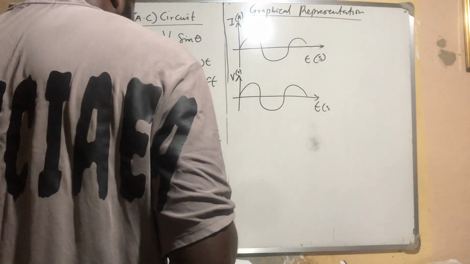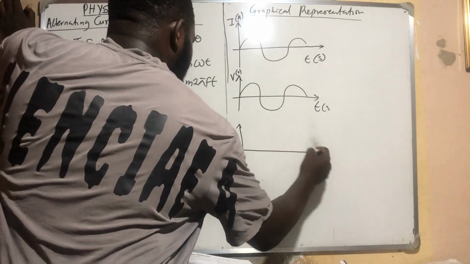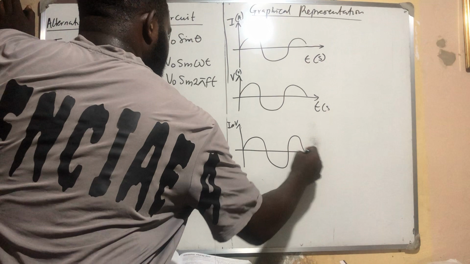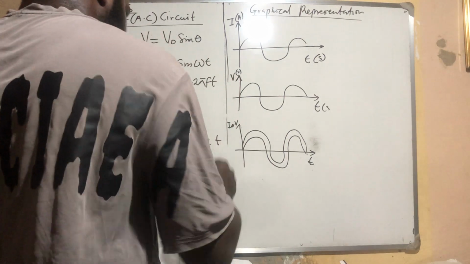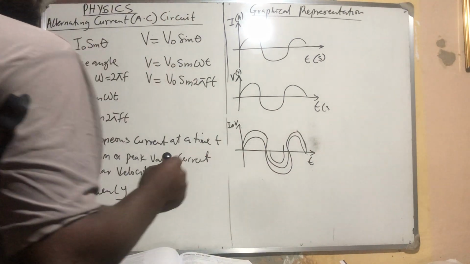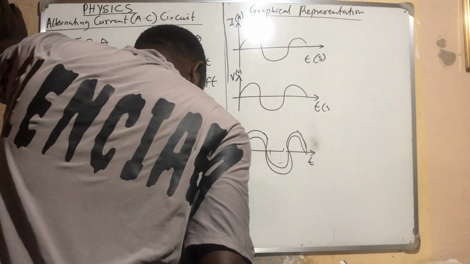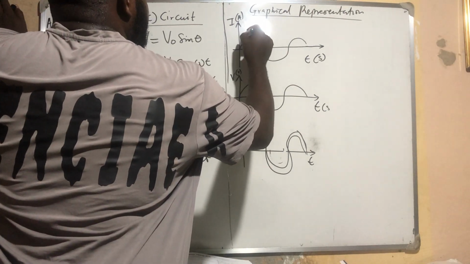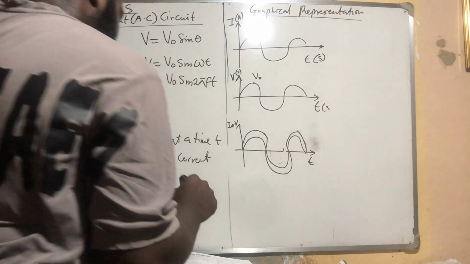The next one is if you combine the two of them, I or V against t. It's going to move like this, and the other one still moves the same way, and they meet somewhere like this. You can draw this. Don't forget that this maximum point is called your I naught, and this is your V naught, and so on and so forth.